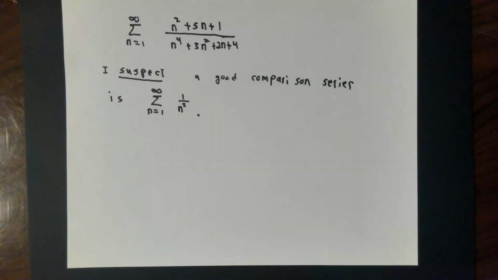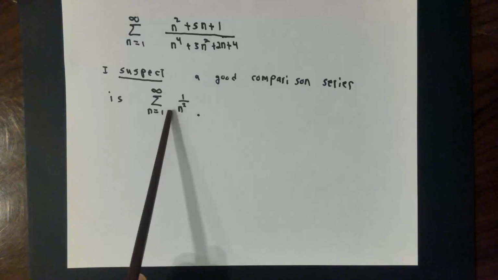I have to emphasize, though, this is just a suspicion that I have based on the algebra. I don't know if this is going to work or not. I have to carry out the calculation of the limit involved in the limit comparison test. If that limit comes up a non-zero finite number, then I'm in business. That'll say that the two series either both converge or both diverge.